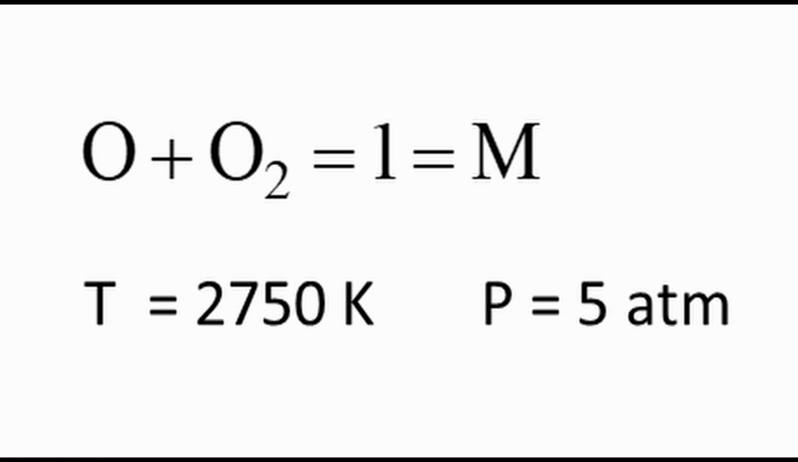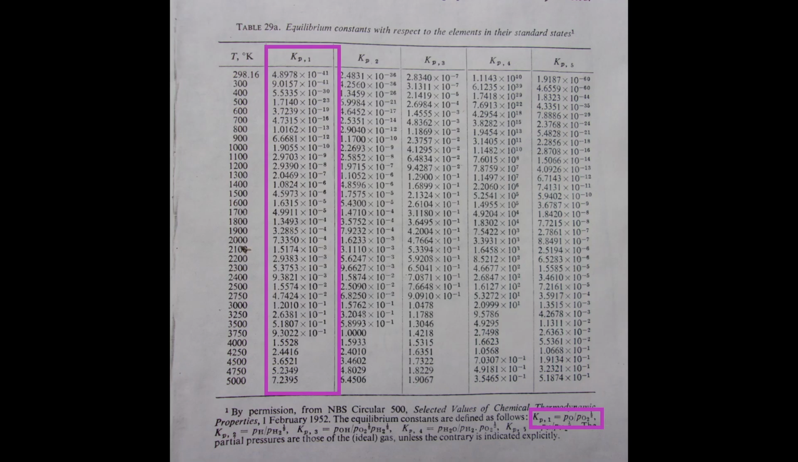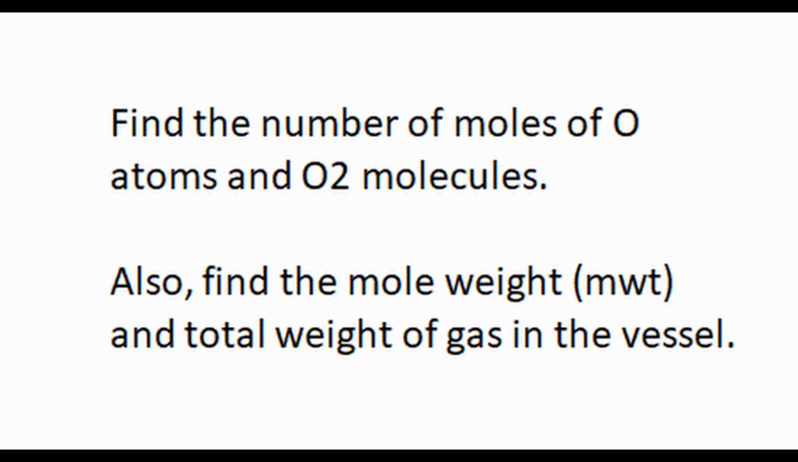In this example, we will find the chemical equilibrium of oxygen. A vessel contains 1 mole of oxygen at a temperature of 2750 Kelvin and a pressure of 5 atmospheres. We will use the equilibrium tables to find the moles of oxygen gas, O2, and the moles of free oxygen atoms, O, present in the vessel. We should also find the molecular weight and the total weight of gas in the vessel.